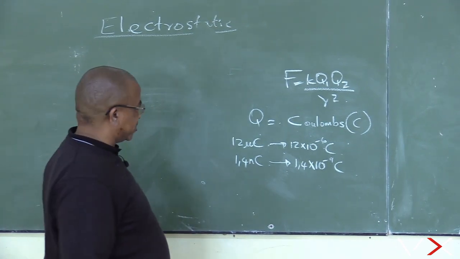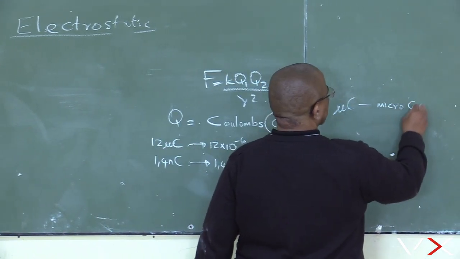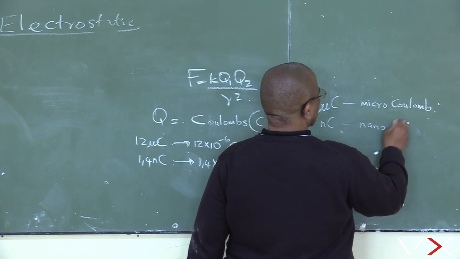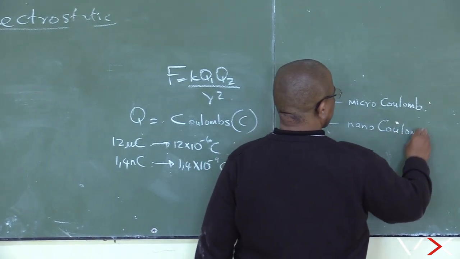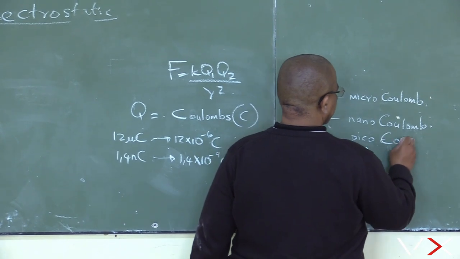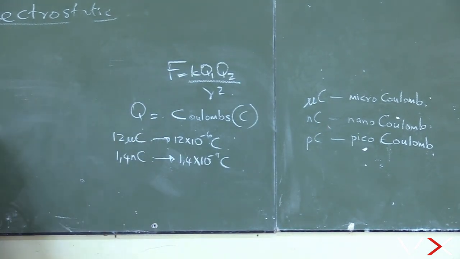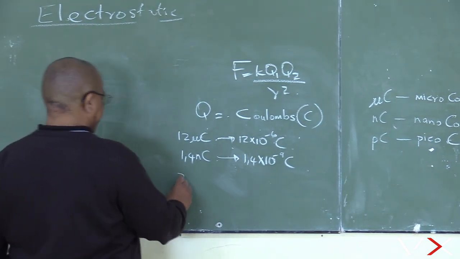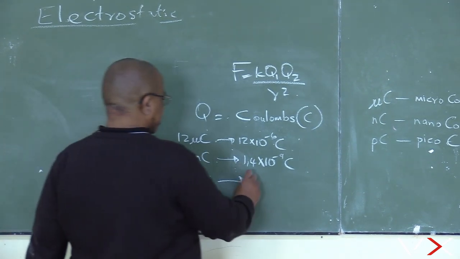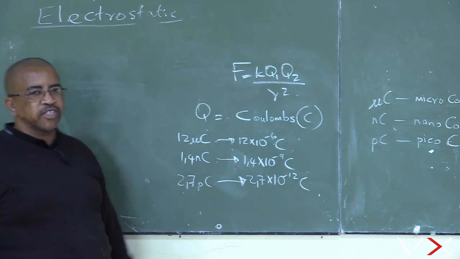Unganikezwa in pico coulomb. This is micro coulomb. This one is nano coulomb. This one is pico coulomb. You are given a problem, 2.7 pico coulomb. Pico coulombs to coulombs is 2.7 times 10 to the power minus 12. That is the conversion rate.